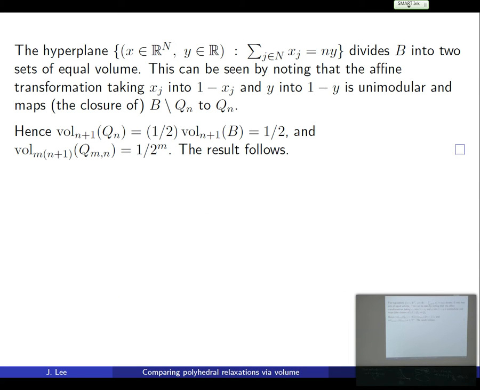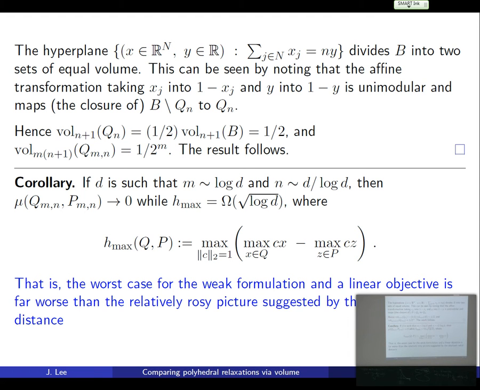And, well, you can see if you make an affine transformation taking every variable into its complement, that's a unimodular transformation, and it actually takes the partial box into the other side of the partial box. So that means that inequality splits the box into two. And so the volume is just a half, and there's m copies, so it's just 1/2 to the m. So really an elementary proof of that. But doing some asymptotics on it is interesting.